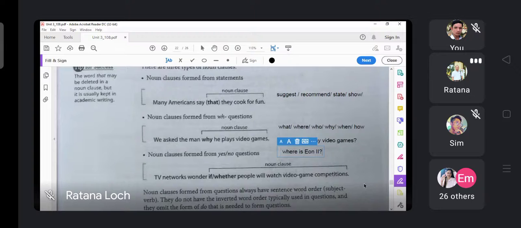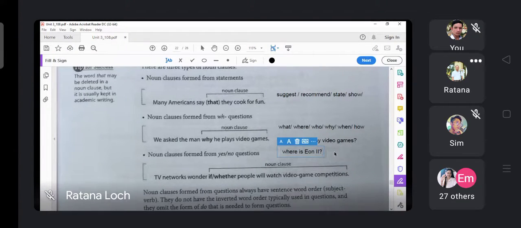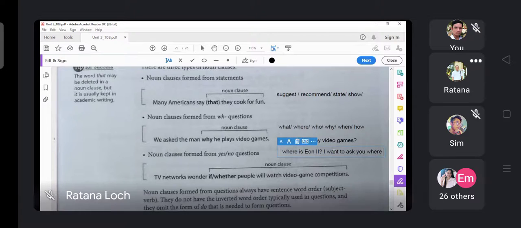Good. So, but if you want to use a noun clause, you just change, right? I would like to know where he is going to. Okay. I would like to know, or I want to know. Okay. I want to ask. I want to ask you where he is going to. Okay.